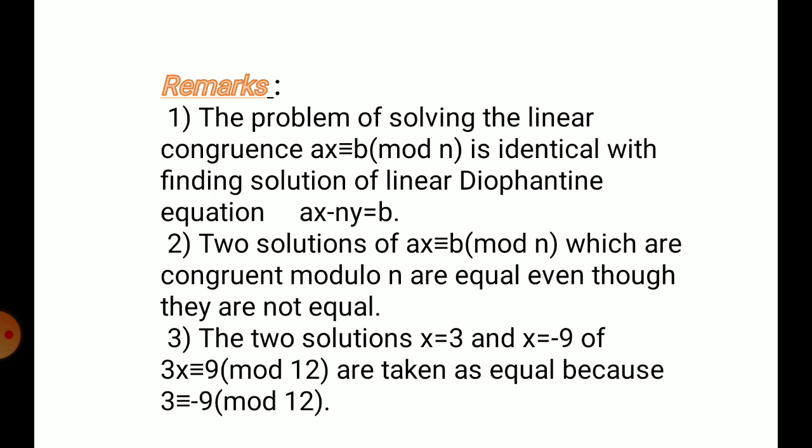But these two solutions are not taken as different because they are congruent to each other. That means 3 ≡ −9 mod 12. These two solutions are congruent to each other. Therefore, they are taken as equal solutions, though they are different. Because 3 ≡ −9 mod 12. That means 3 + 9 is 12, and 12 divides 12. This congruence is satisfied.